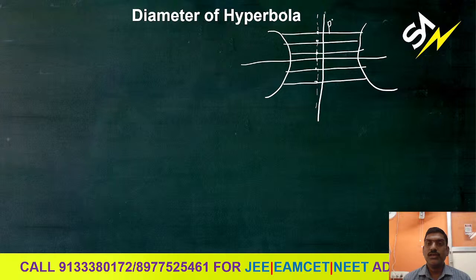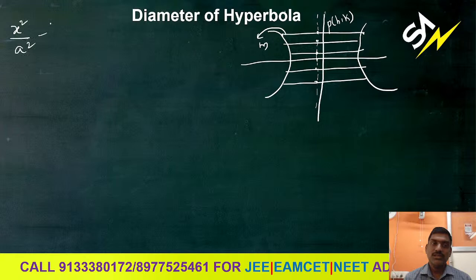Let the midpoint be some P(h, k). The midpoint is P(h, k), and the slope is m. So the equation of chord. This is the chord, right? The equation of the hyperbola is x square by a square minus y square by b square is equal to 1.